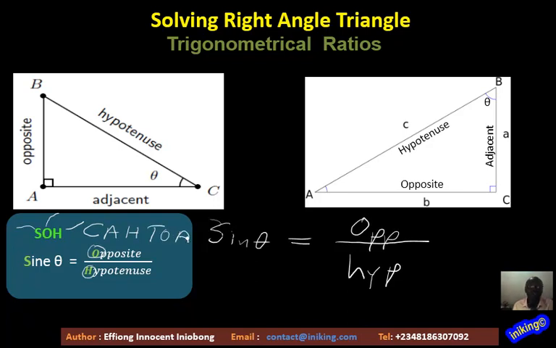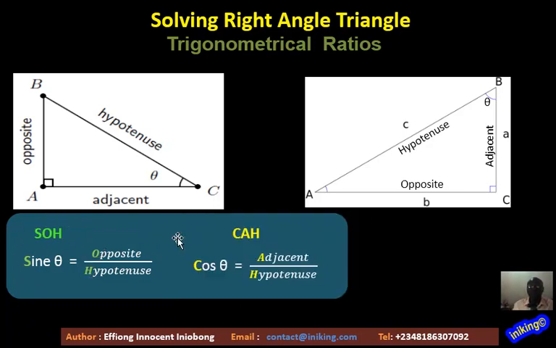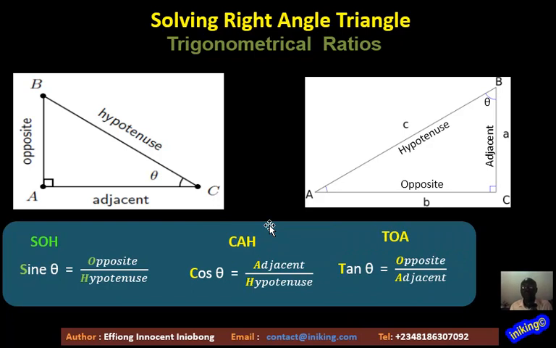Let's advance and look at the definition for cosine. Cosine, as I said earlier on, is defined as a ratio of the adjacent side to the hypotenuse side, and of course abbreviated as what? CAH, saying that cosine is equal to the adjacent side divided by the hypotenuse side. We take the last one, the tangent, TOA, which of course by now we all understand, that the tan of an angle is what? The opposite side divided by the adjacent side.